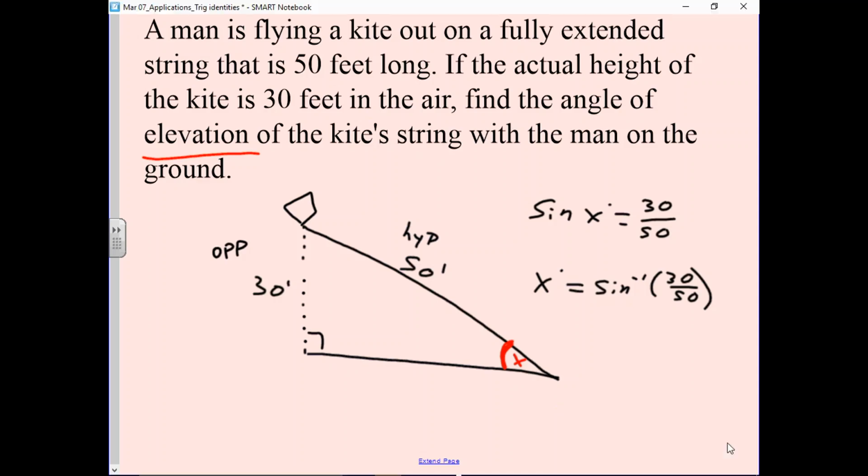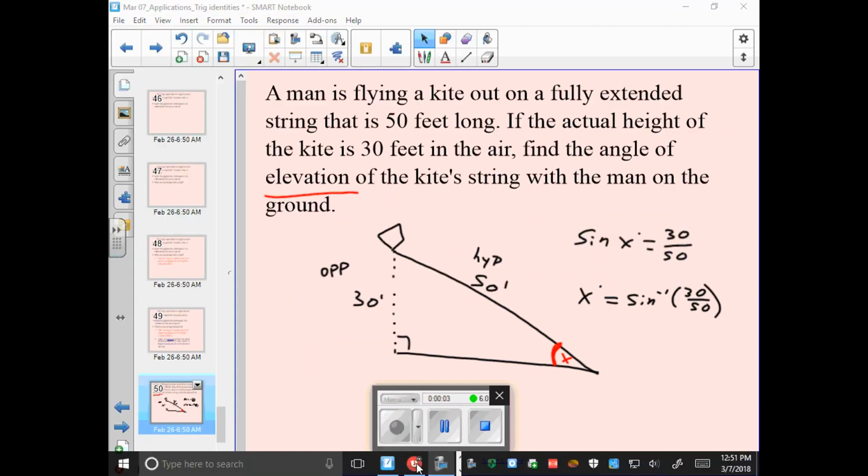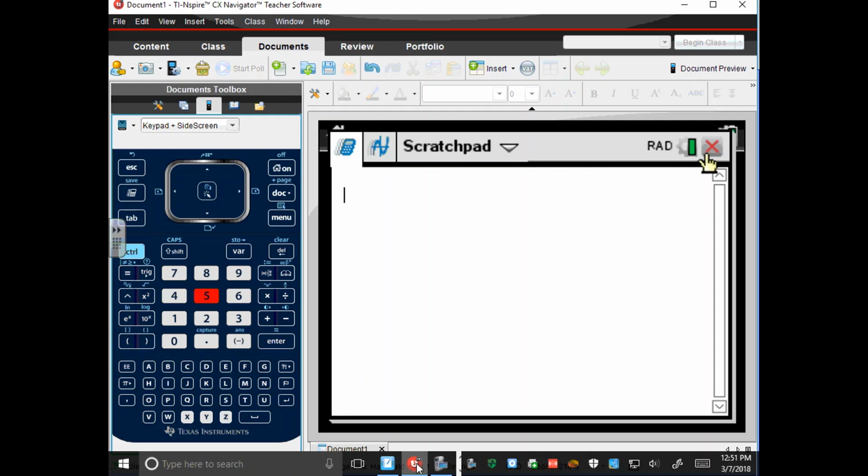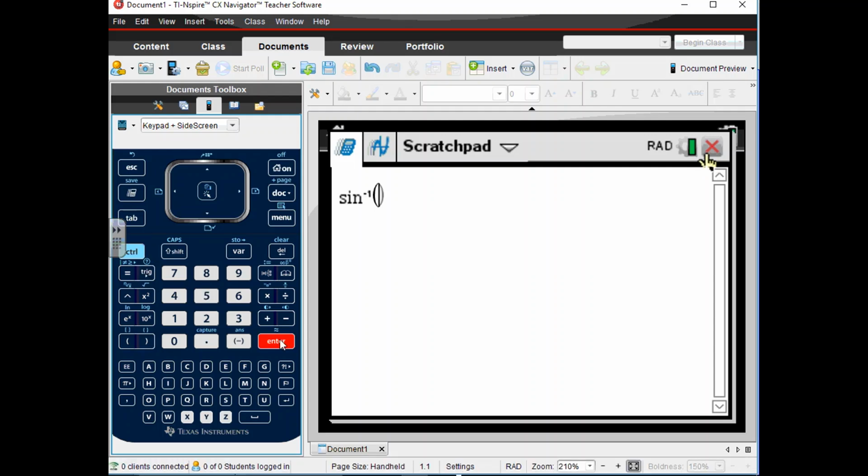So you get your calculator and you do the inverse sine of 30 over 50. Now the calculator I'm using on the Inspire, I just have it set up in radians. So 0.64, that big long decimal there, is in radians. But if I want my final answer in degrees, we know how to convert back to degrees.